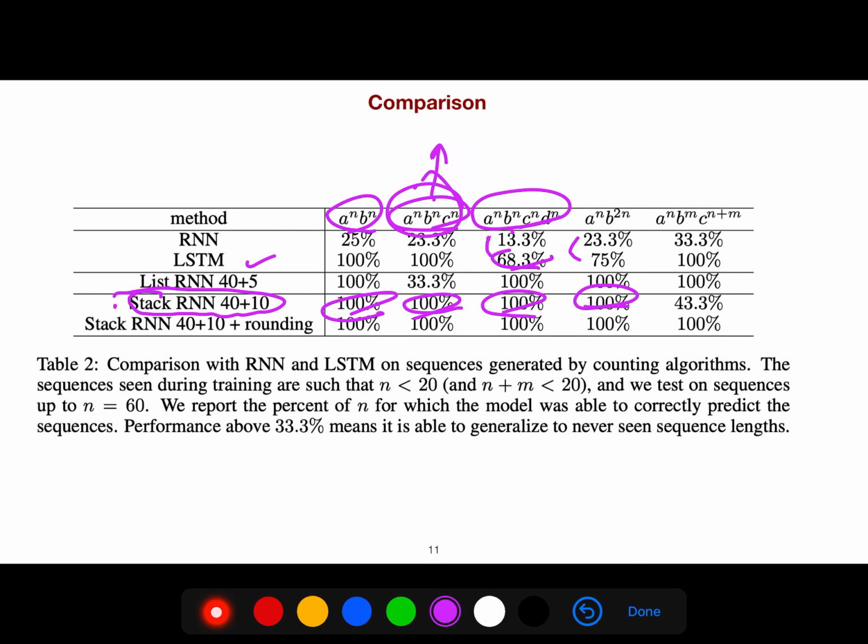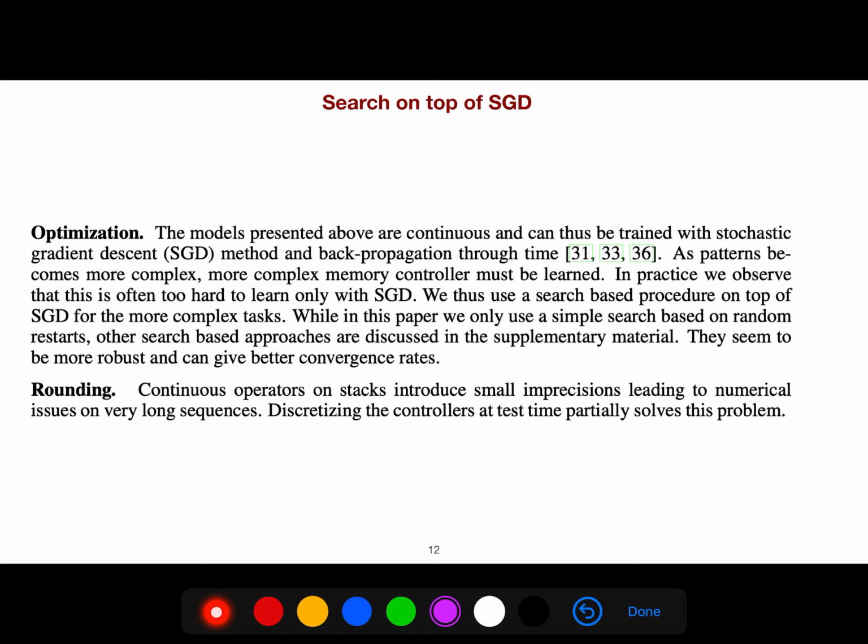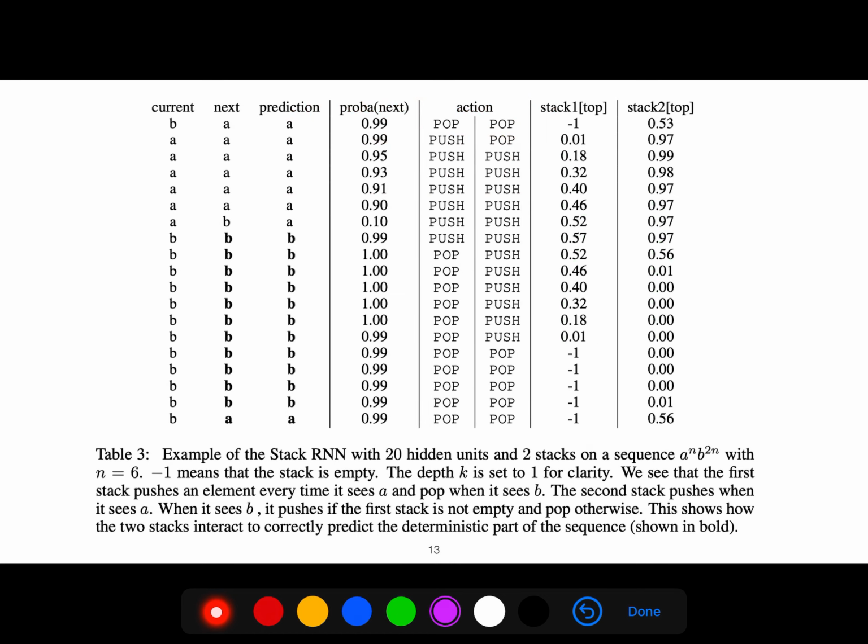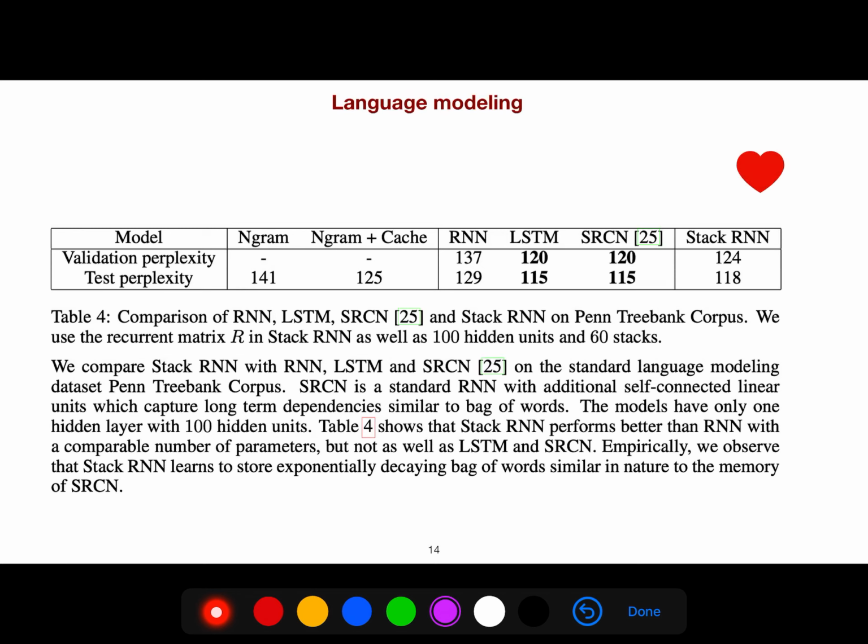But it is not enough because this is a little bit harder pattern. So you need stack RNN plus rounding. And what is the optimization you use? You cannot just use SGD, stochastic gradient descent. You need some search mechanism to improve it. And this is how it looks like. So stack top, it looks like you have a couple of actions, pop action and then push action, then pop, push action.